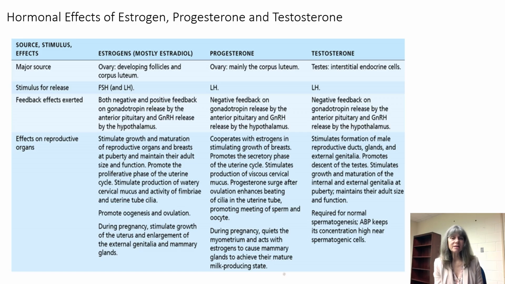And then in terms of the stimulus for release, we can see that follicle stimulating hormone and luteinizing hormone are going to cause the developing follicles and corpus luteum to release estradiol, whereas luteinizing hormone is going to cause the corpus luteum to release progesterone. And then as far as the interstitial cells go, for the testes, the luteinizing hormone is responsible for stimulating the interstitial cells, which are also called the cells of Leydig, to release testosterone.